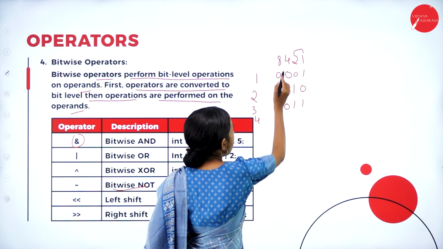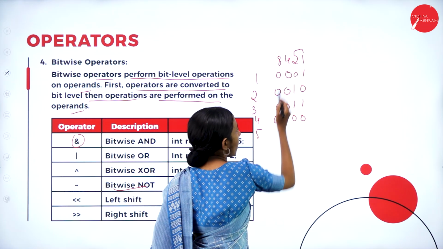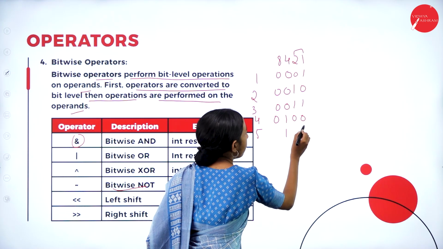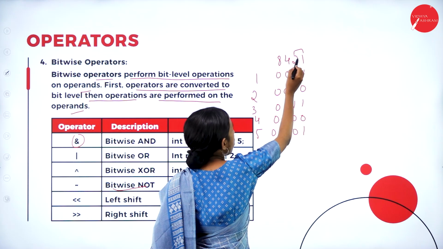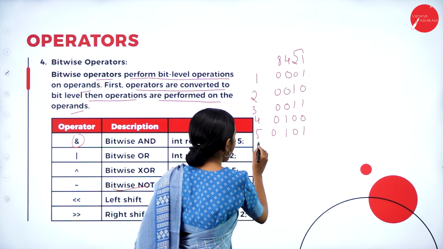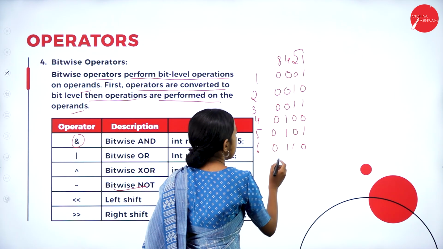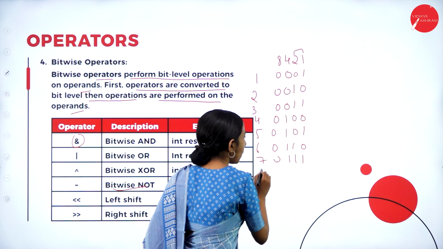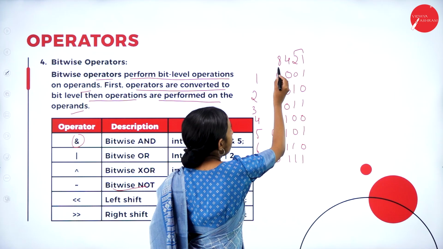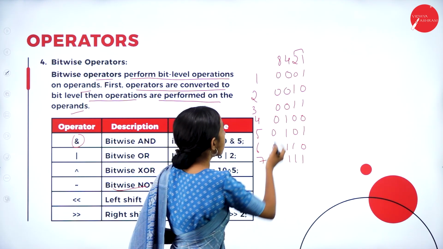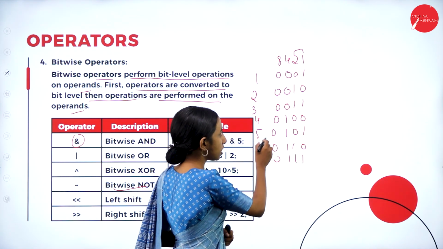Next for 4, we are already having 4. For 5, 4 plus 1 it is 5, so I will be giving 4 and 1, that is 0, 1, 0, 1. Next for 6 we should add 4 plus 2, that becomes 6, so I will write 0, 1, 1, 0. For 7, we should add all three, right? 1, 1, 1. So in this way we will write up to the hexadecimal, that is up to 15. If you add 8 plus 4 it is 12, 12 plus 1 is 13, 13 plus 2 is 15. We can write up to 15 numbers in zeros and ones.